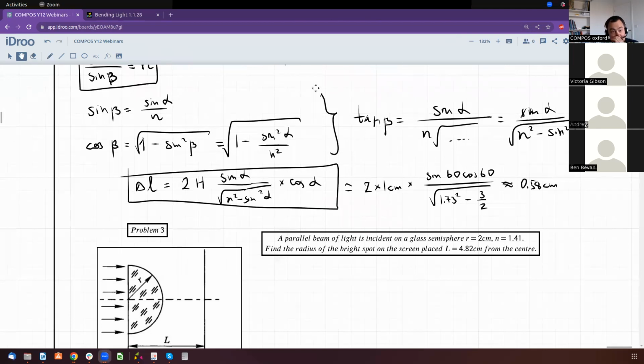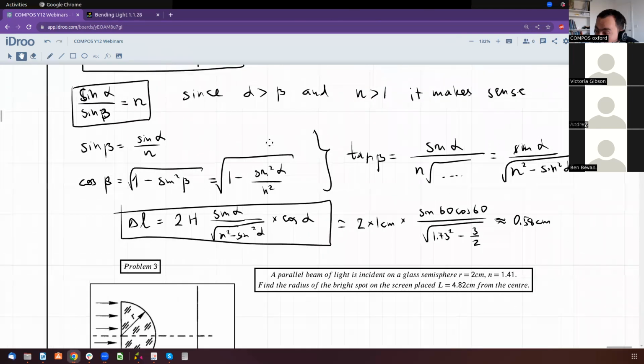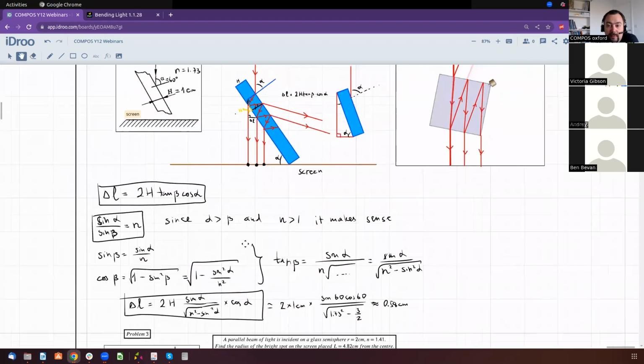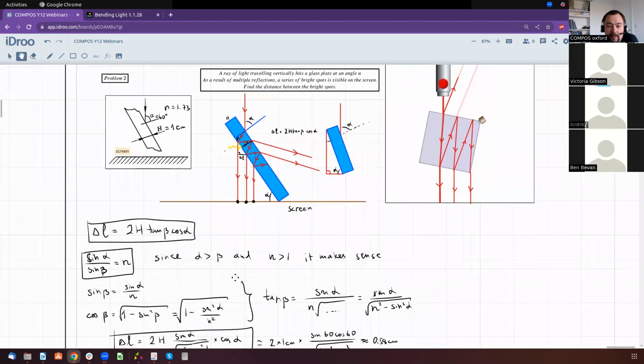So as you can see, as in any physics problem, first you have to understand what's going on. You have to draw a diagram, and then you can start doing the maths.